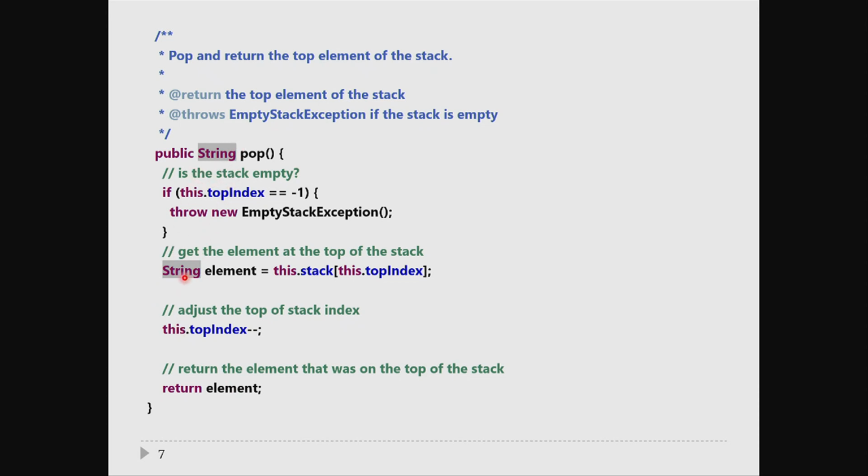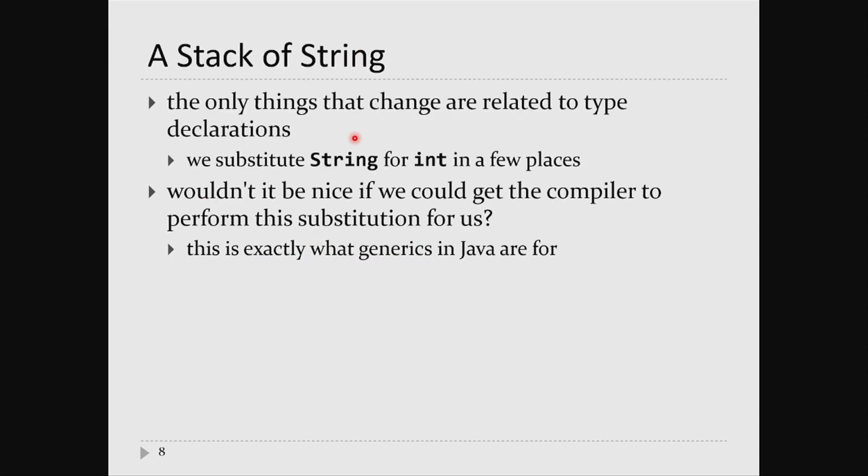And the things that are changing are kind of unimportant. All that's changing is the type of the element. Nothing about the structure of the code or how the code works changes at all. Everything's basically the same. So the only things that change are related to the type declarations, the type of the elements that are in the stack. Essentially what you're doing is substituting string for int in a bunch of places. That's really all we're doing.